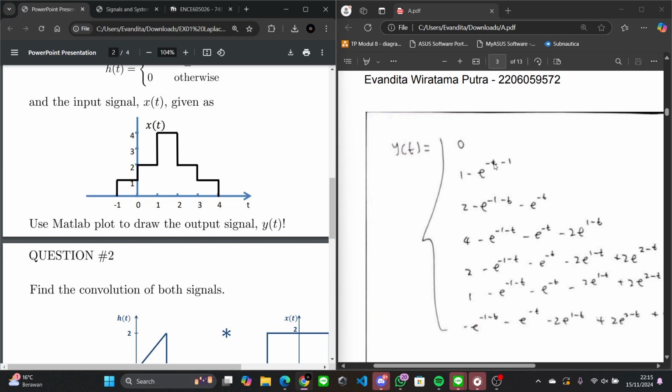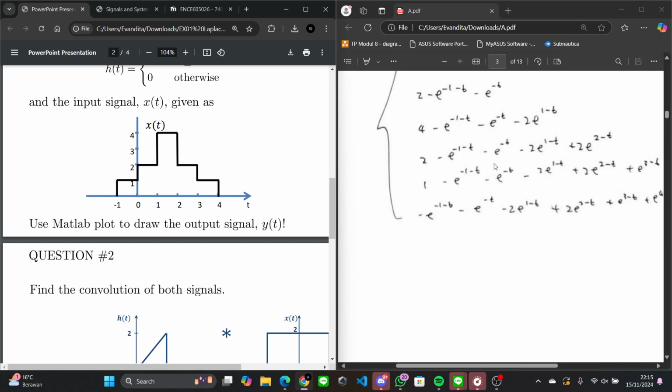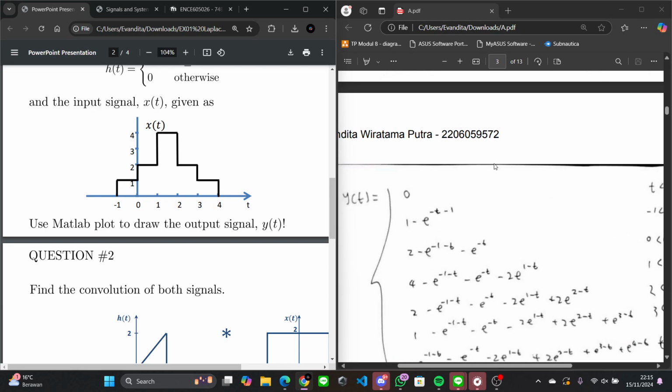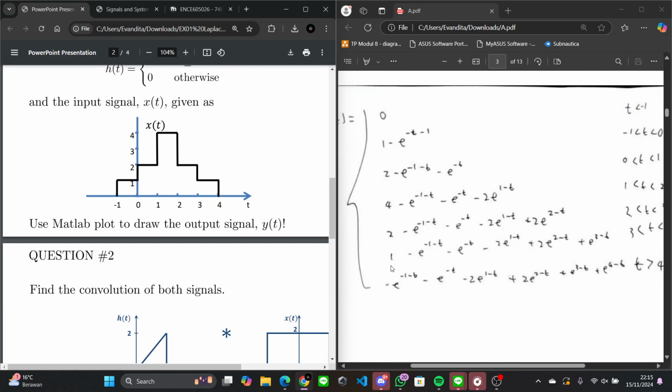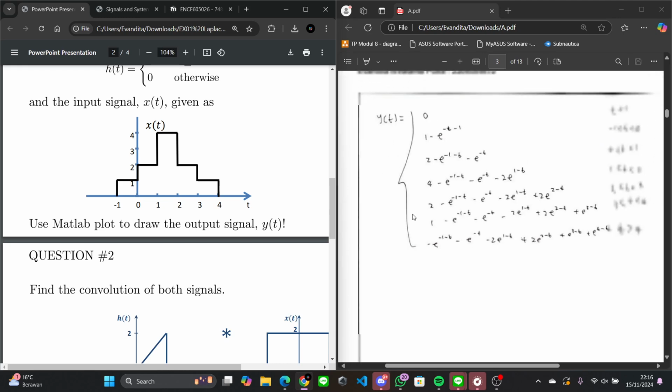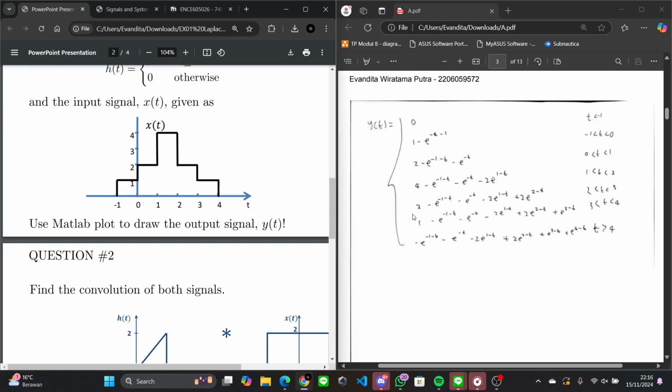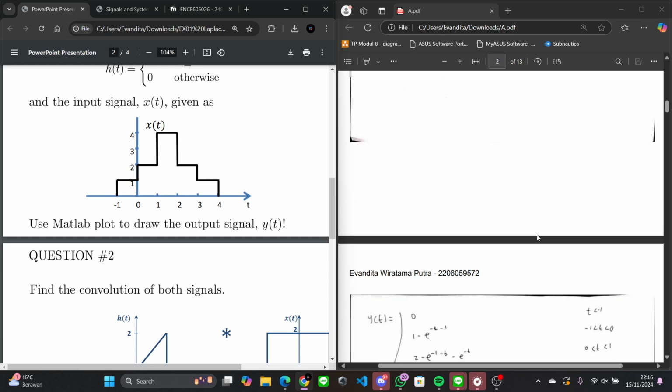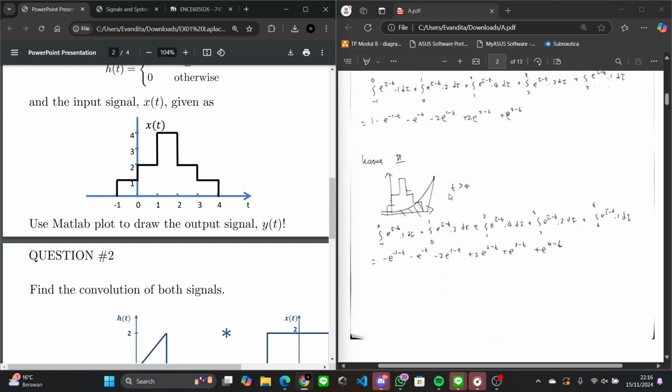And all we need to do is summarize all the integrals into one piecewise function. And here we got the value of the convolution of x(t) and h(t). I notice in here it's 0 for case 0, where both signals don't collide, and the rest I already wrote down here.